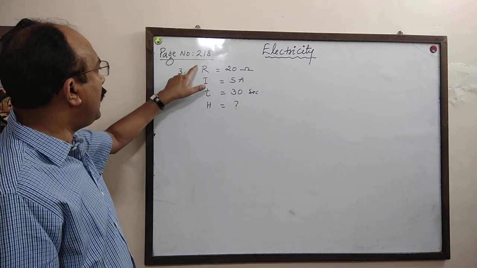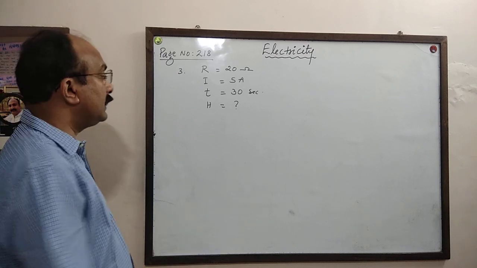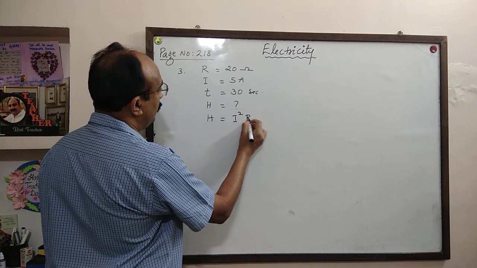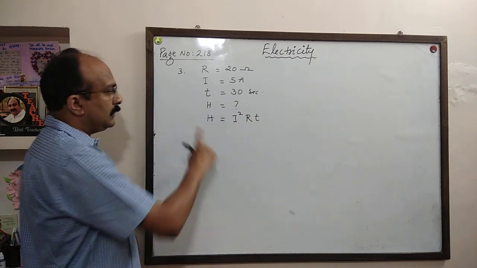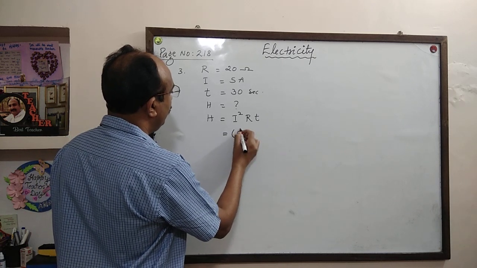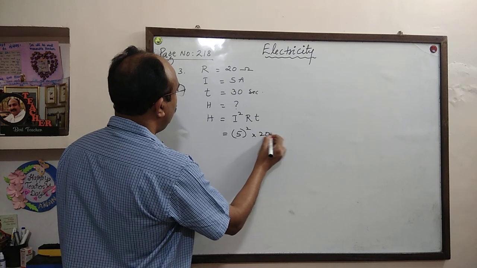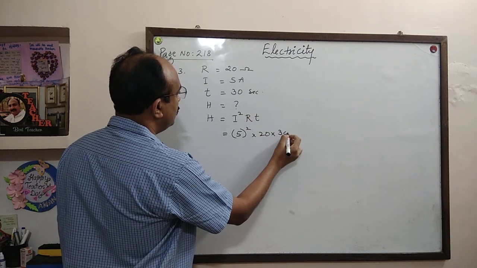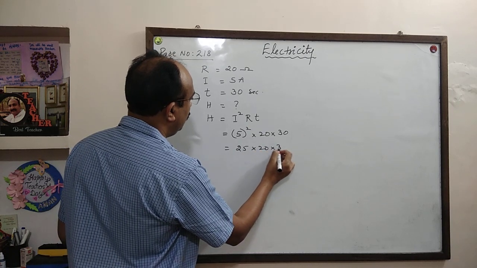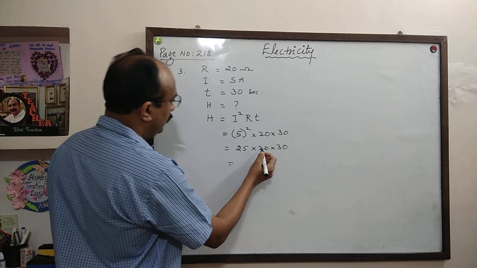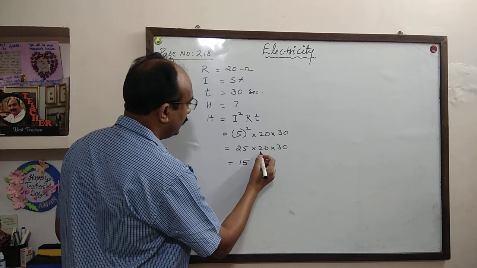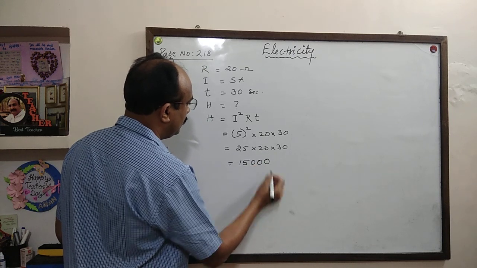H, I, R, T. What is the relation? Using Joule's law of heating, H is equal to I square RT. H is equal to I square RT, Joule's law of heating, is equal to 5 square into 20 into T is 30. 5 square is 25 into 20 into 30. 25 into 20 is 500, 500 into 30 is 15000.